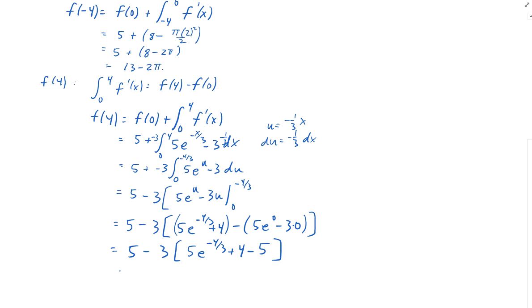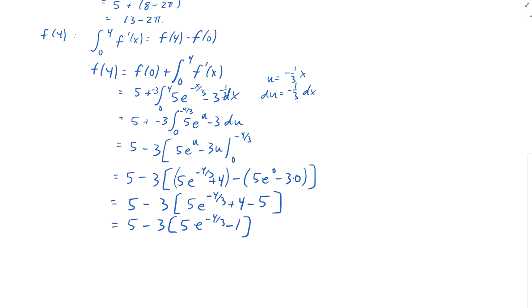And we'll just do one more little simplification, I think. 5 minus, this is going to be 3 times 5 e to the negative 4 thirds minus 1. And we can go ahead and leave it at that. I will simplify it some more so you can check your answer in case you did. But this would be negative 15 e to the negative 4 thirds plus 3, so it'd be 8 minus 15 e to the negative 4 thirds.